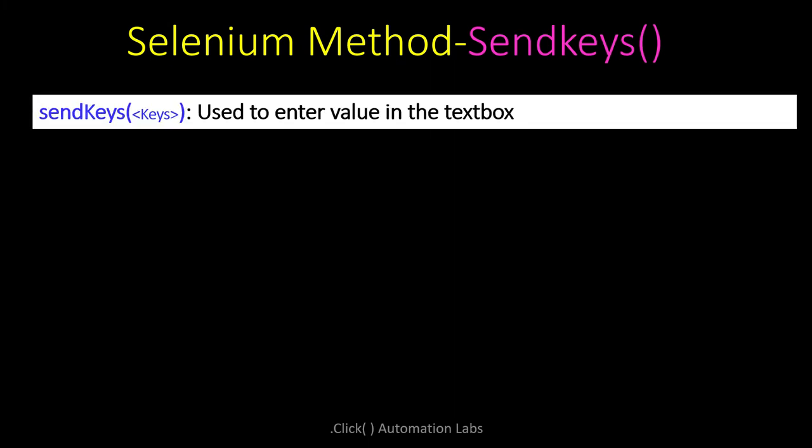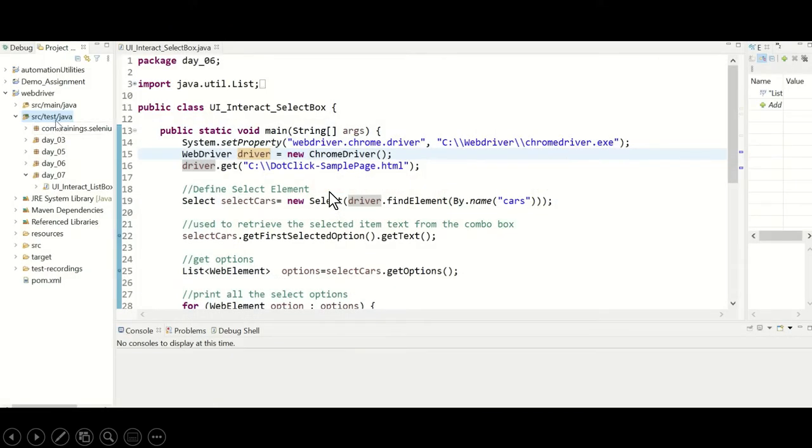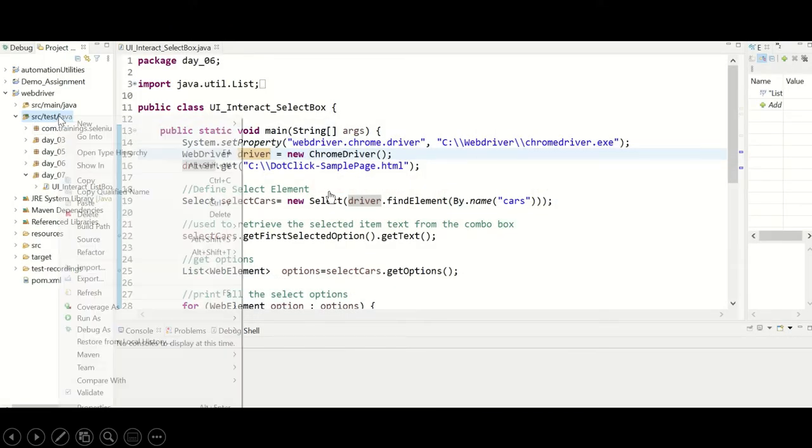This is the method we use to enter a value in a text box. The example is driver.findElement(By.id), where you give the locator of your text box, then .sendKeys. This is a method, and whatever you provide within these double quotes will be typed in the text box. So this is the syntax. Let's see one example.